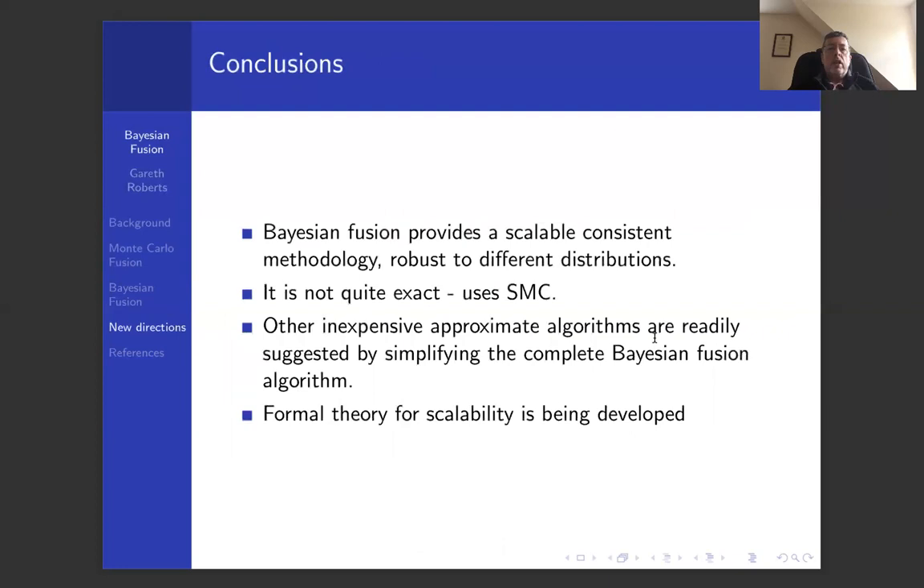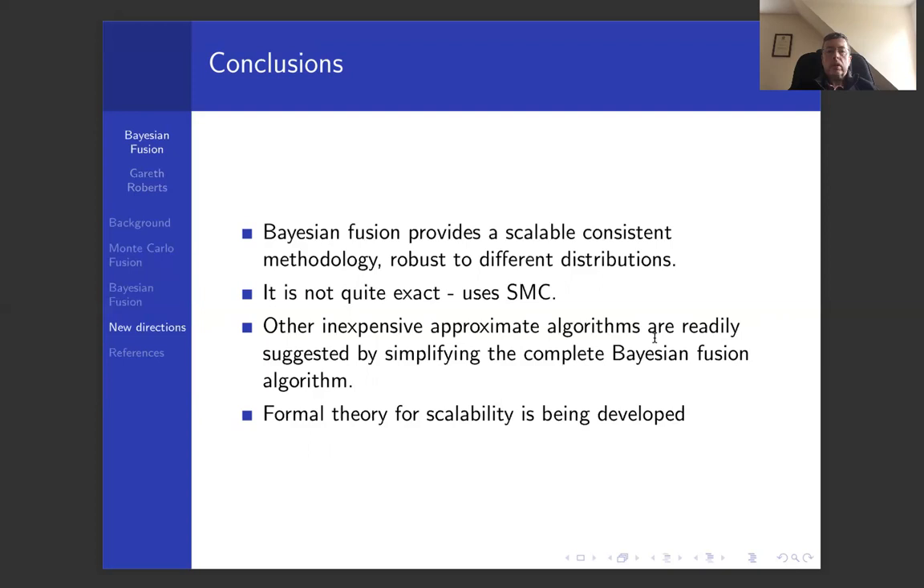So in conclusion, we've introduced Bayesian fusion, which gives a scalable, consistent methodology, which is robust in various different ways. It's not quite exact. We must be clear about that. It's using SMC, so SMC has a finite number of particles. So it's only consistent in the sense that we need the number of particles to go to infinity in order for us to say that we have exactness. Although, as we saw in the examples, the errors induced by using this approach are small compared to some of its major competitors.